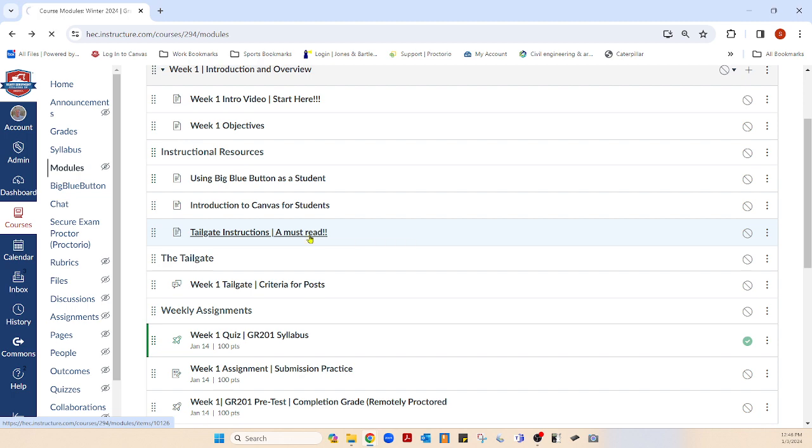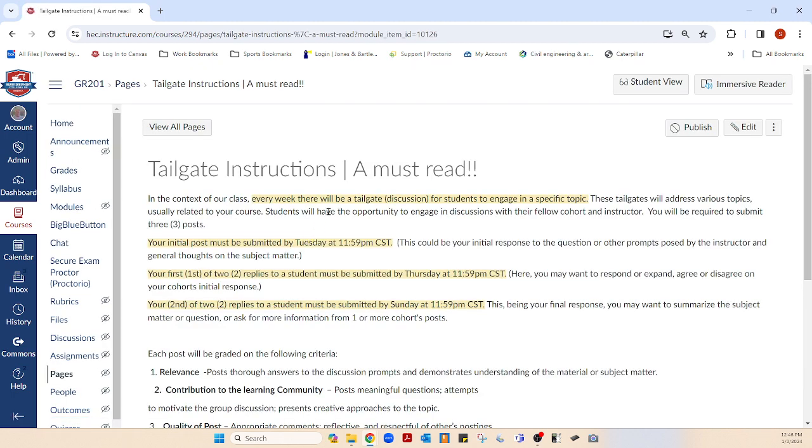So, a must read, and that means please read, about the tailgate. I have not changed anything, but rewritten, emphasized, and threw in my criteria that I want to use because I want you to step it up a notch. I think we can do better. I don't intend on hammering you with grades, but my expectations of you are going to grow each course as you move up, and you can do that of me too. I'm going to work hard at getting better at what I do. So tailgate instructions, a must read.